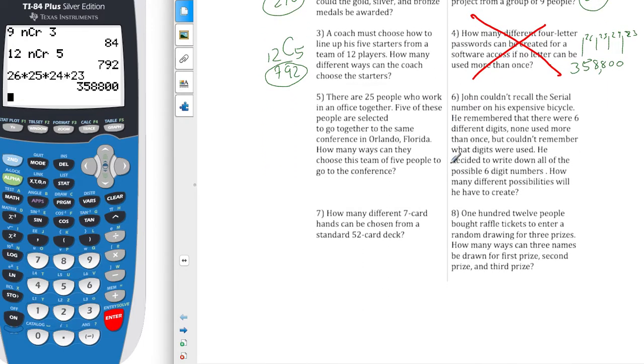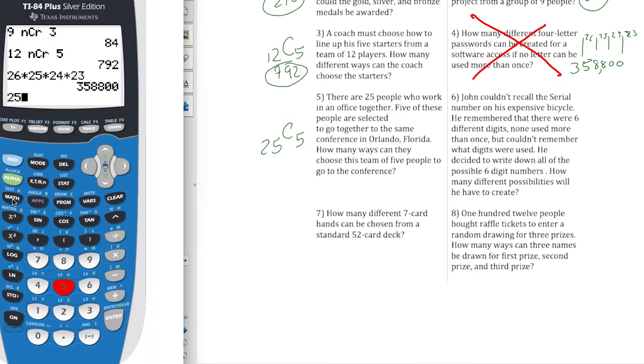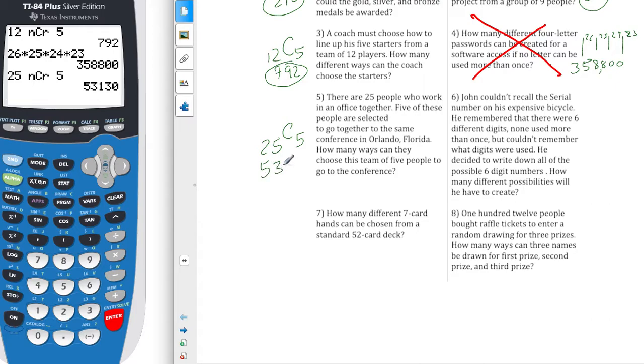Right, so number 5, there are 25 people who work in an office together. 5 of these are selected to go together to the same conference in Orlando. How many ways can they choose the team of 5 people to go to the conference? So out of 25 people, we're choosing 5. Order does not matter here, so it's a combination problem. So we're going to do 25 combination 5. And so here we get 53,130. So that's the correct answer there.